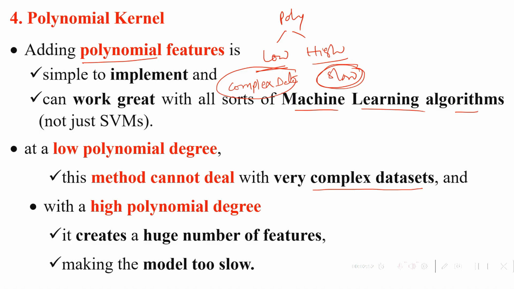Now these two drawbacks are overcome with the help of the polynomial kernel. There are two types of degrees: low polynomial degree and high polynomial degree. If there is a low polynomial degree, it will not work well on a complex data set. And if it is a high polynomial degree, it works on all the features, but the model becomes very slow. So these things are handled with the help of a polynomial kernel.